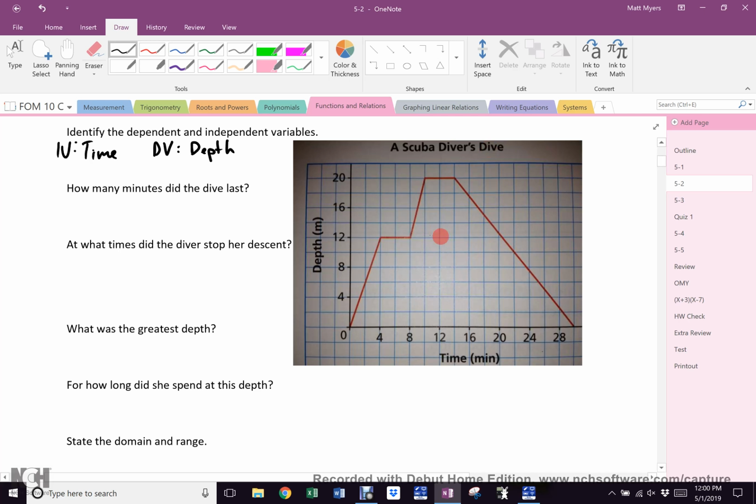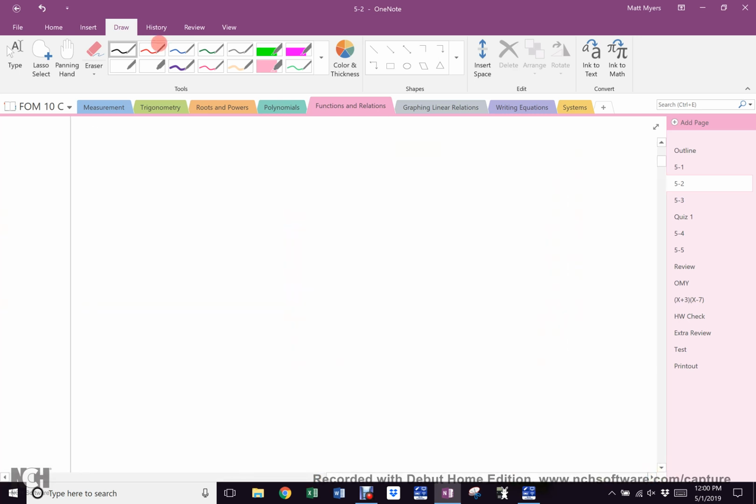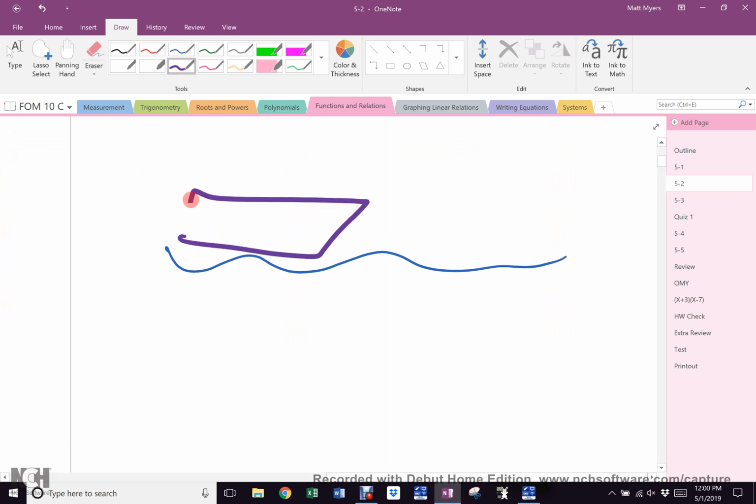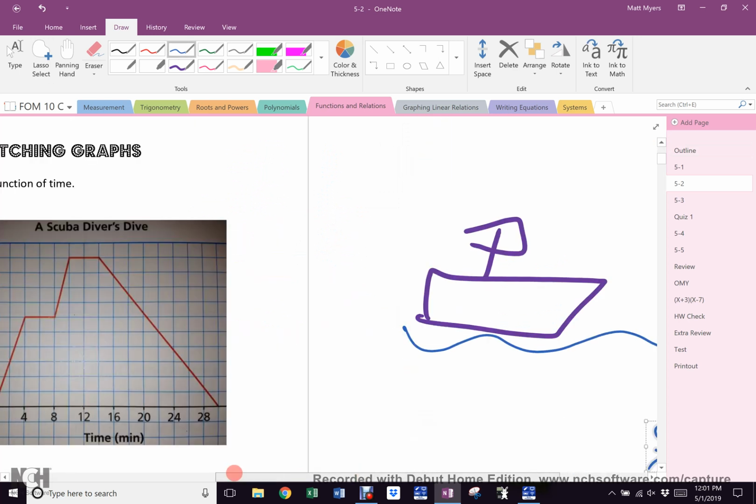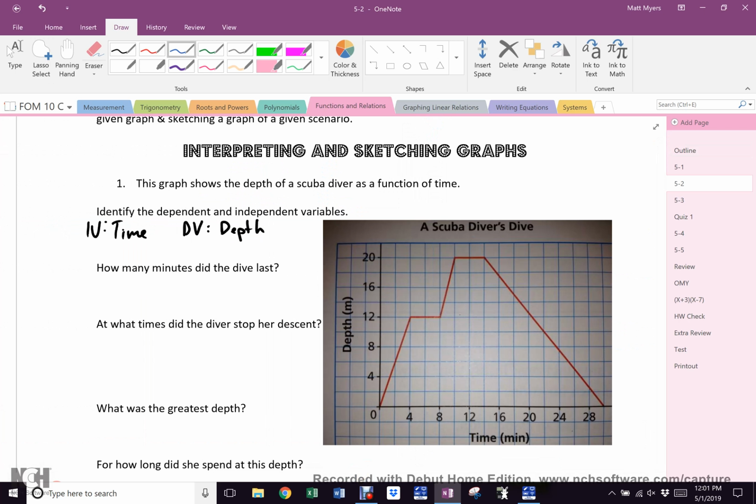Now the next thing I want to say to that is this very important piece of information. Is this a graph or is it a picture of what is happening in real life? Okay, so if it's a picture of what's happening in real life, let's draw it. There's the water. There's the boat. And here's the scuba diver. If that is a picture of what is happening in real life, as time goes on, that scuba diver goes up. Really? Scuba divers fly? No. Where do they go? Under the water. So you need to remember that a graph represents data all the time. It does not always draw what is happening in real life. Does everybody understand that? Okay, good.